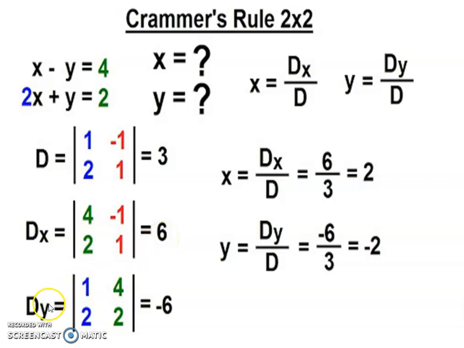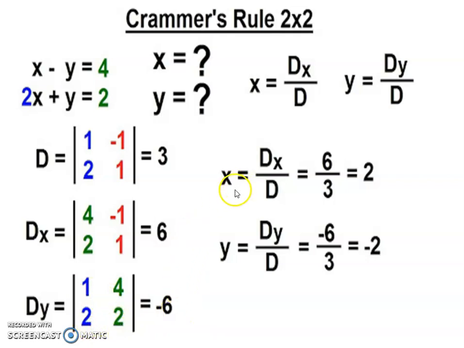Same trick applies for the next, dy. 1 and 2 remain the same, but instead of the y coefficients we put the green constants, 4 and 2. So it is 2 ones are 2, 4 into 2 is 8, and 2 minus 8 is minus 6.